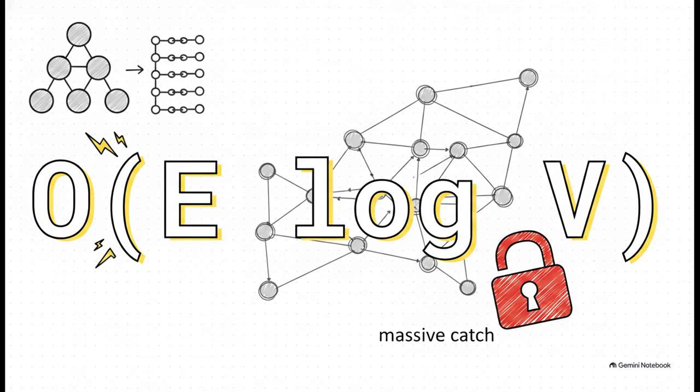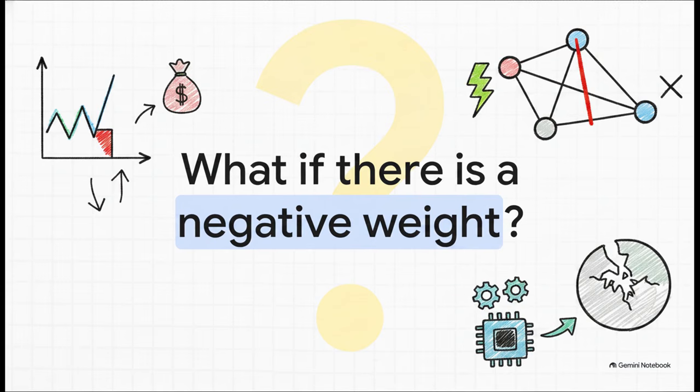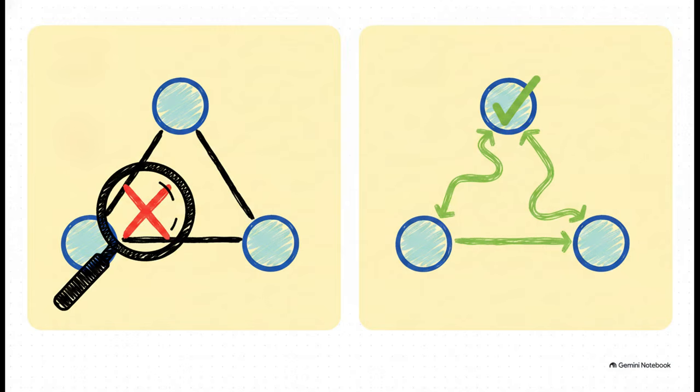But there is a trap. A really big one. What happens if just one of the costs on your graph is a negative number? Maybe it's a financial transaction where you actually earn a rebate, or some highly specialized network metric. Well, it turns out that if you feed a negative number into Dijkstra's algorithm, this universally trusted, hyper-fast piece of code completely falls apart. Let's break down exactly why it fails.